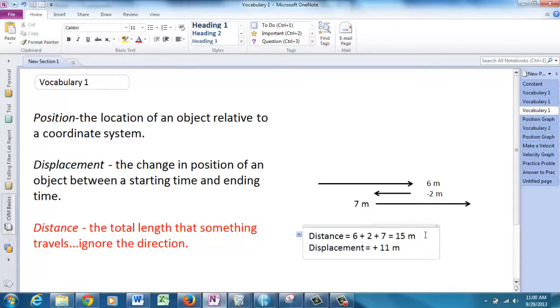You can think about distance as being the amount of length. If you were actually walking this motion, how far would you have walked? The displacement, however, is plus 11 meters, which is equal to 6 minus 2 plus 7, taking into account that direction. So if the object starts here at the beginning of this arrow, it ends at the end of this arrow over here, which is plus 11 meters away. So the difference between displacement and distance is an important one.